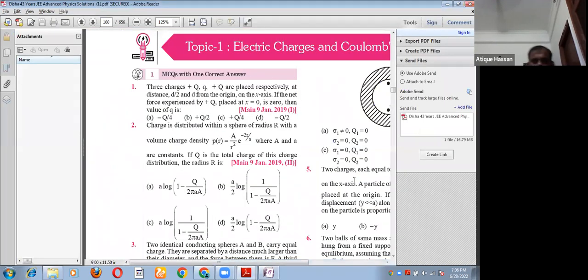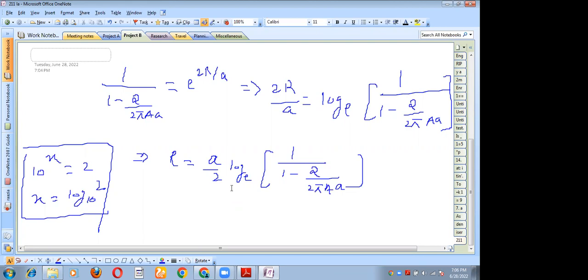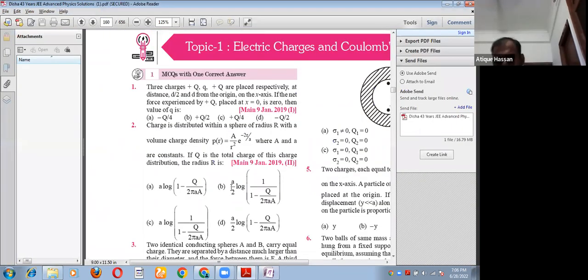If you see option B, check option B. A by 2, check option B. A by 2 log 1 by 1 minus q by 2 pi small a into capital A. Same is here: A by 2 log e 1 by 1 minus q by 2 pi capital A into small a. So, which is the correct answer? Can you match the B part? Yes, the correct answer is B: A by 2 log 1 by 1.